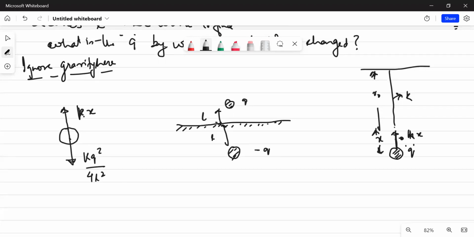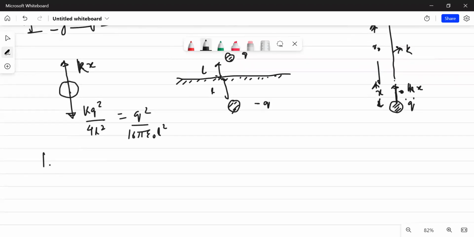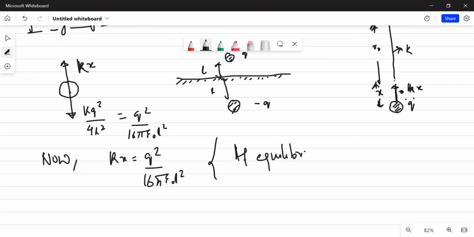And this k is the stiffness constant, and this k I'll write as q square upon 4 pi epsilon naught, so that it does not confuse you. Now, according to this question, your kx must be equal to q square upon 16 pi epsilon naught L square at equilibrium. Because it is given that if it is displaced by a distance x, the net distance between the charge q and the plane remains L.